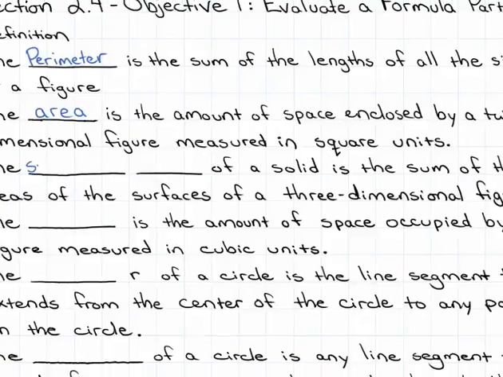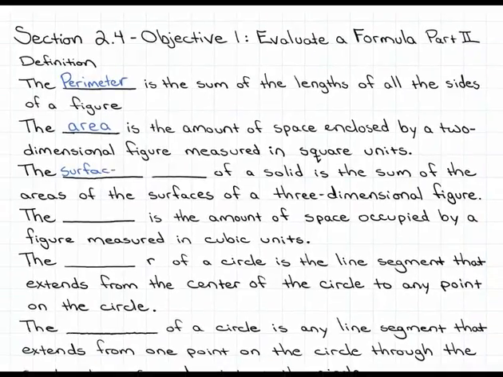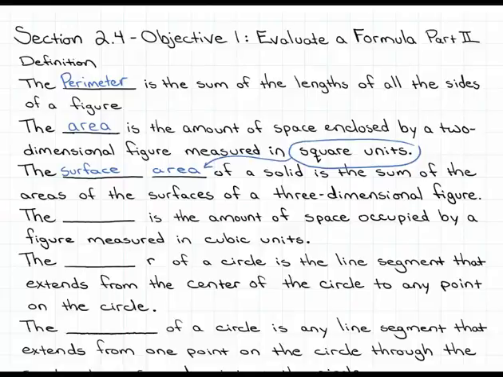Next is the surface area. The surface area of a solid is the sum of the areas of the surfaces of a three-dimensional figure, and that is still measured in square units also, okay? So even though it's a three-dimensional figure, because you're still talking about area, surface area of a three-dimensional figure is still measured in square units.